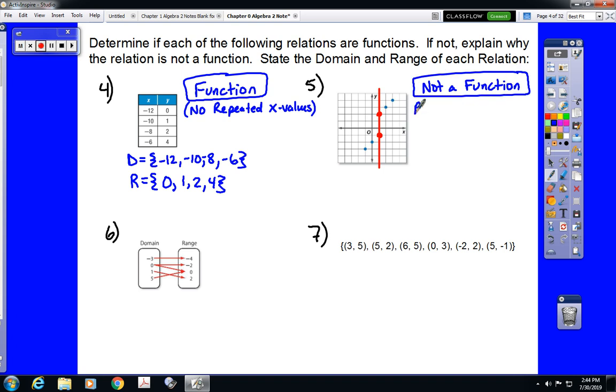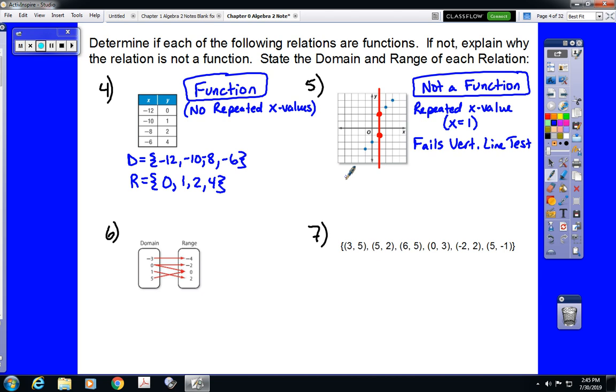So we could either say repeated x value, in this case x equals 1, that's one way to explain it, or you could simply say fails vertical line test. That would be an equally acceptable way to explain why this is not a function.